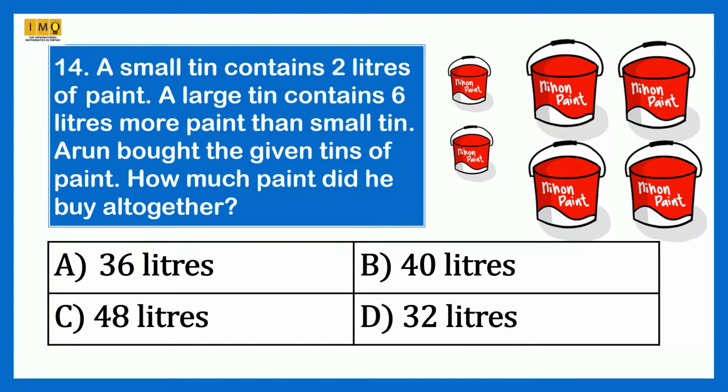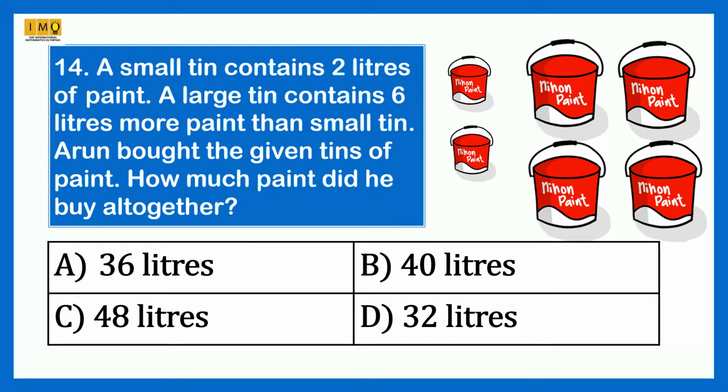A small tin contains 2 liters of paint. A large tin contains 6 liters more paint than the small tin. Arun bought the given tins of paint. How much paint did he buy altogether? So we can see there are 2 small tins and 4 large tins. Small tin contains 2 liters of paint. Large tin contains 6 liters more. That is 6 plus 2, 8 liters of paint.